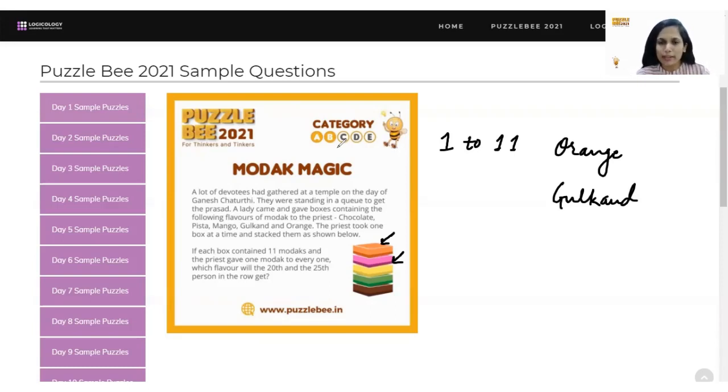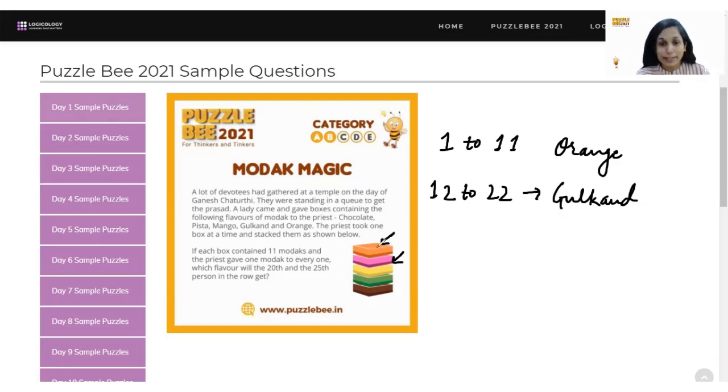Count from 12 and you have to count 11 people starting from person number 12. So 12, 13, 14, 15, 16, 17, 18, 19, 20, 21, 22. That's how I just counted 11 people. So person number 12 to person number 22 would get Gulkan flavor modaks. In case someone did not understand how we arrived at these numbers, it's very simple. Let me do one thing. I will use these 5 colors.